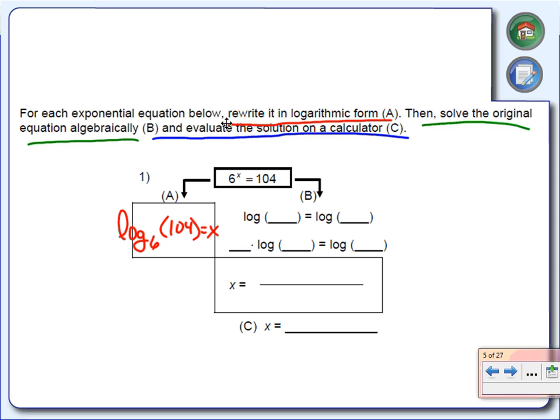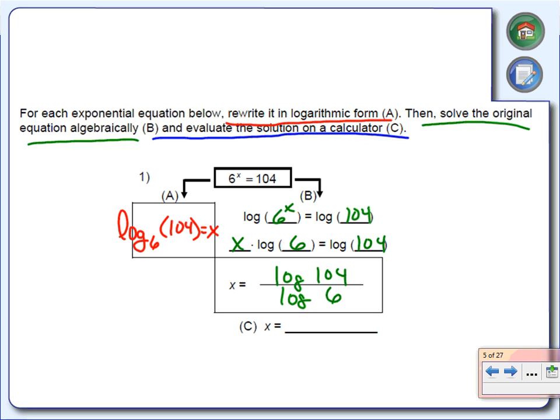Now I want to solve this equation for x. I want to do exactly what I did on the first page. So the way we did it was we took the log of both sides. So I've got log of 6 to the x power is equal to the log of 104. Then what we did was we used the property that says I can change the exponent to multiplication, which means now I end up with x times the log of 6, and it's still equal to the log of 104. I'm solving for x, and in order to solve for x, I'm going to need to divide by log of 6. So what I have is log of 104 divided by log of 6.